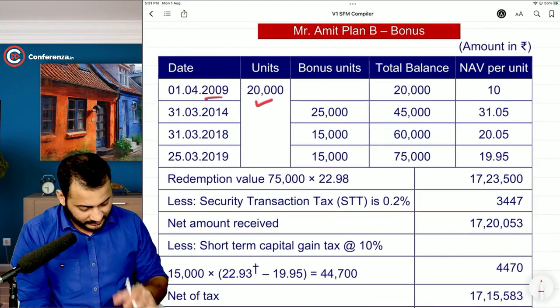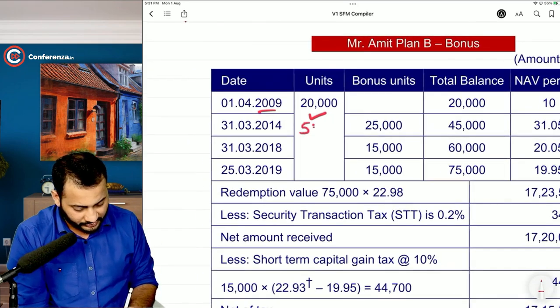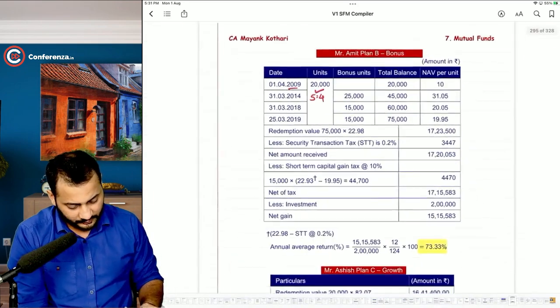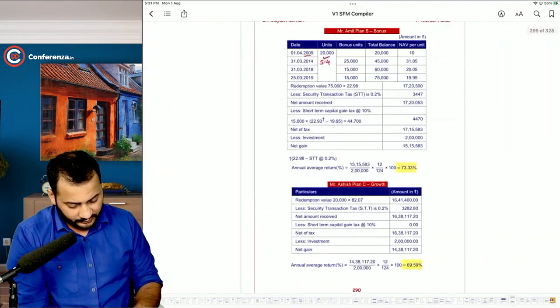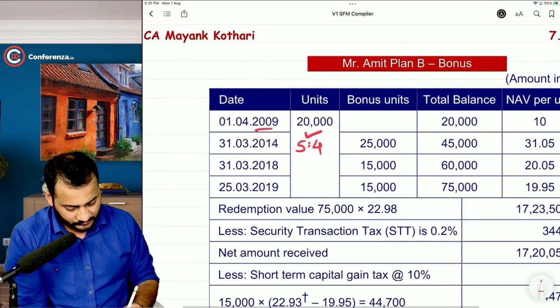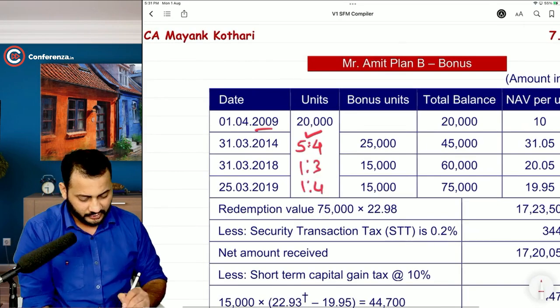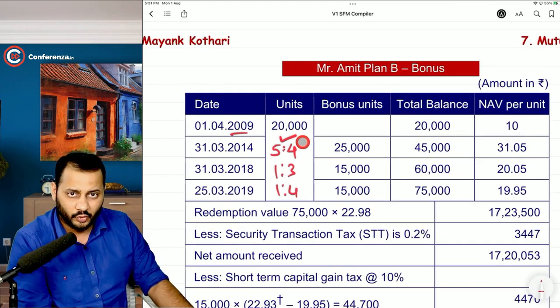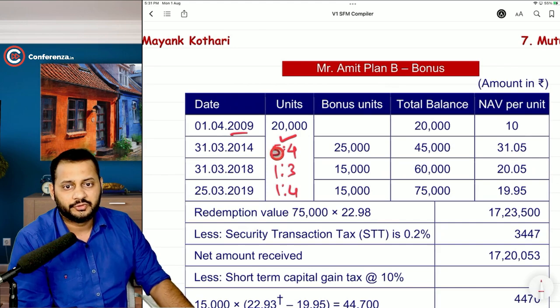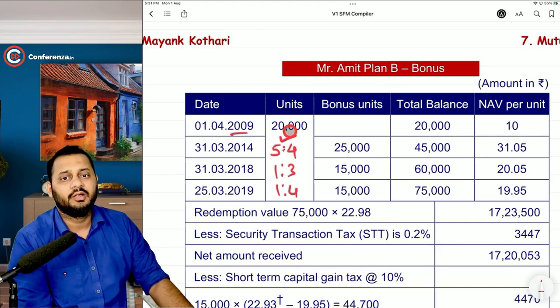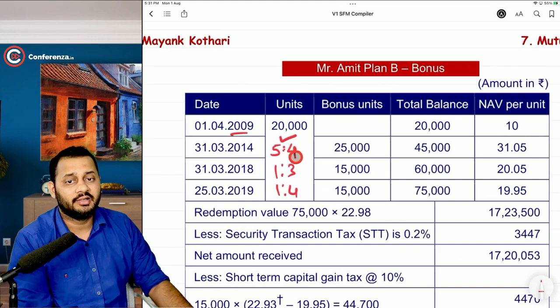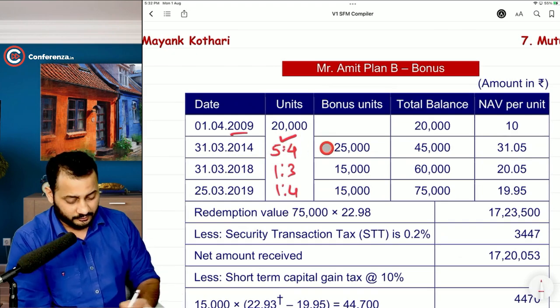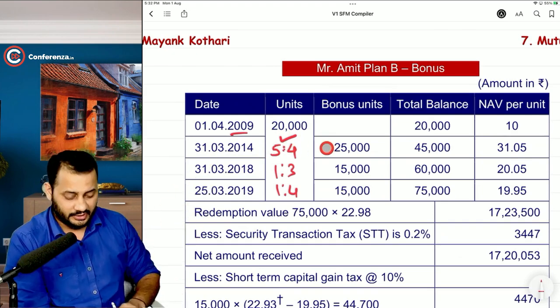So if you do the calculation, they should have given one more column of ratio, 5:4. Let me just write down 1:3 and 1:4. So let's have a look at the calculation. 20,000 divided by 4 multiplied by 5. The 4, the second number, expresses the current holding, and 5 is the additional units that you will be getting. So this is the bonus unit.